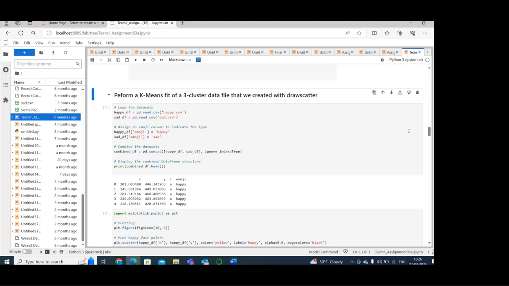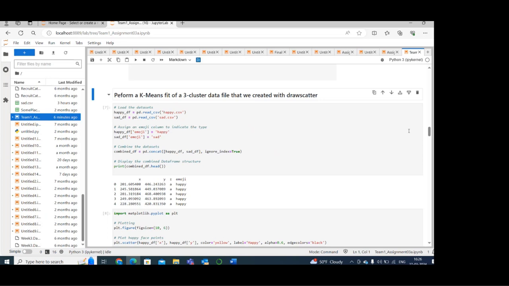For the happy and sad face, we have assigned an emoji column to indicate the type, and also we have mentioned the happy and sad strings. And then we have combined the data sets and named it combined data frame. After that, we have displayed the combined data frame, as you can see, which are the x coordinates and y coordinates, and at the z column you have a and b, and also you have the emoji which is happy. This is the head part of the data set.